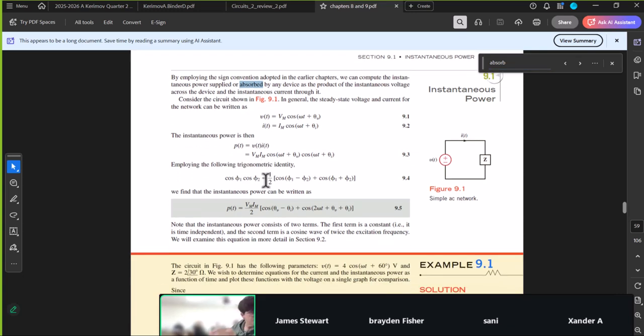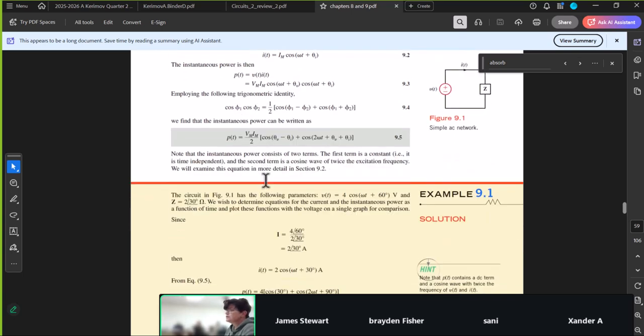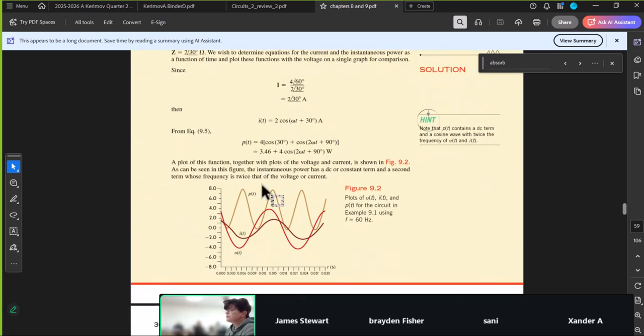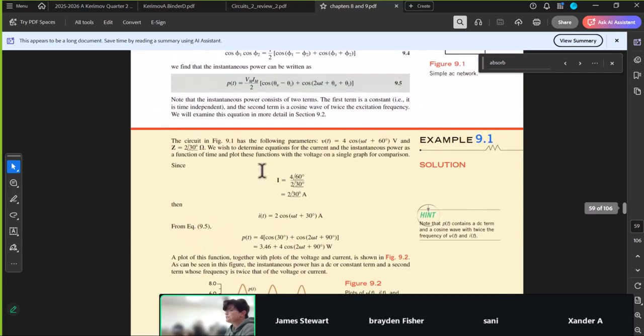And then if you are looking for this at a particular time, you could plug in a time and actually compute the product and determine whether the power was positive or negative, and therefore whether it was supplying or absorbing.